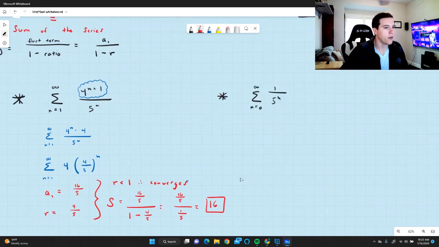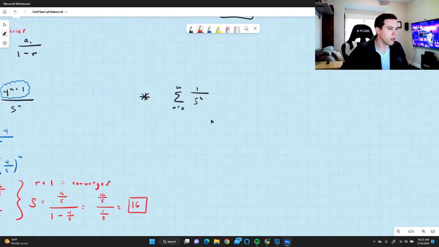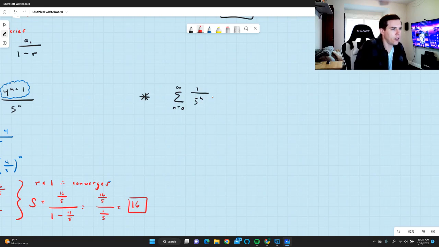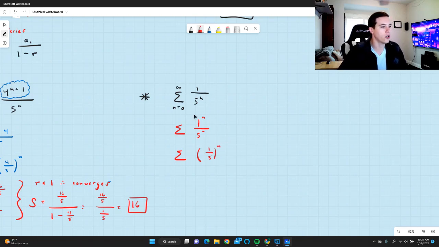All right, second one. Like, well, wait, this kind of looks geometric, except the 1 doesn't have an nth power. Does that change anything? Well, not really, because think about it. If it's 1 and there's no power, can't you just write it as 1 to the nth power? Because 1 to anything is still 1. So this is kind of a trick. When you see a 1, you can think of it as 1 to the nth. And then really, that's just the same as 1/5 to the n. And that's also geometric. With r less than 1, this would converge also.